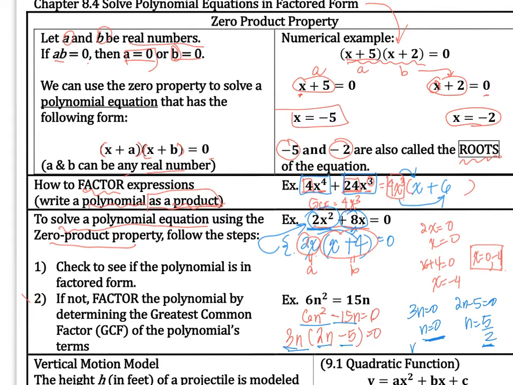So you need to rewrite the equation so that it's set equal to 0, and then you need to factor out the GCF and then use the zero product property to find your answers.